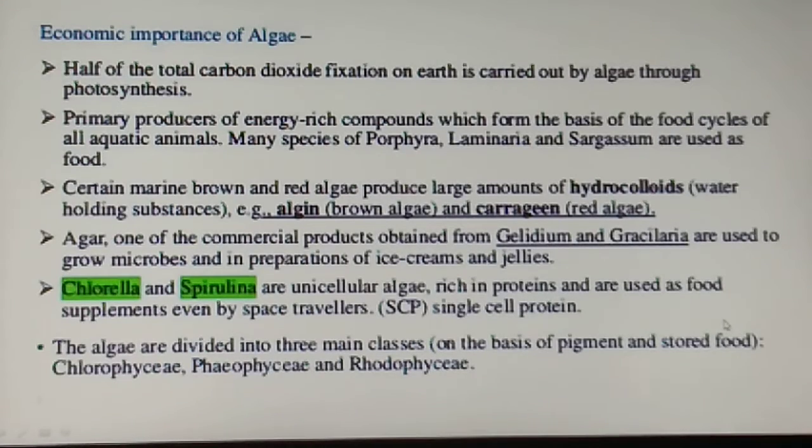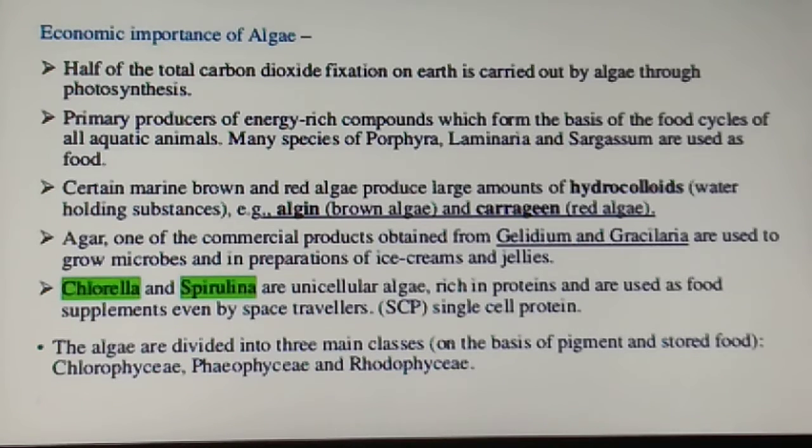Now we have the economic importance of algae. Algae have a great deal of importance, so we'll be studying its economic importance. The first point is that half of the total carbon dioxide fixation on earth is carried out by algae through photosynthesis, which is very important. They are primary producers of energy-rich compounds which form the basis of the food cycles of all aquatic animals, and many species of Porphyra, Laminaria and Sargassum are used as food. So students, there are some algae which are used as food, and we eat them also.